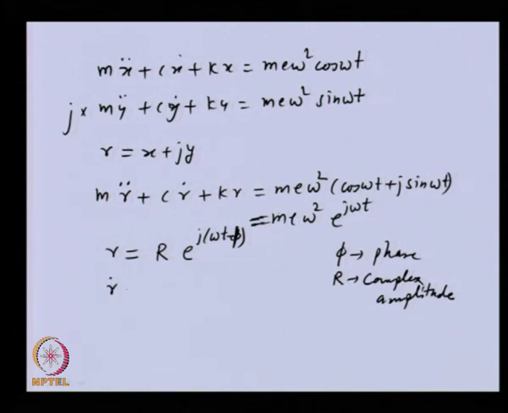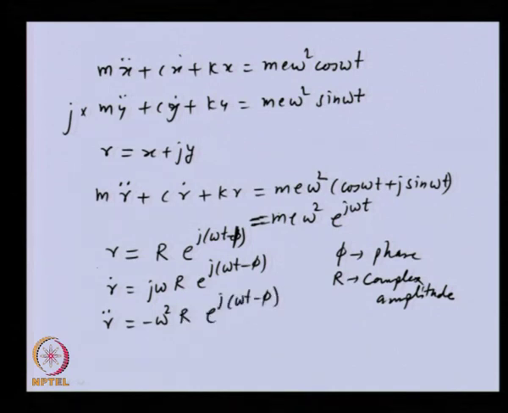If we take the derivative of this, we will get j omega R e^(j(omega t minus phi)). Another derivative, because in the equation of motion we have two derivatives, we will get minus omega square R e^(j(omega t minus phi)). This assumed solution and its derivatives we can substitute in the equation of motion.